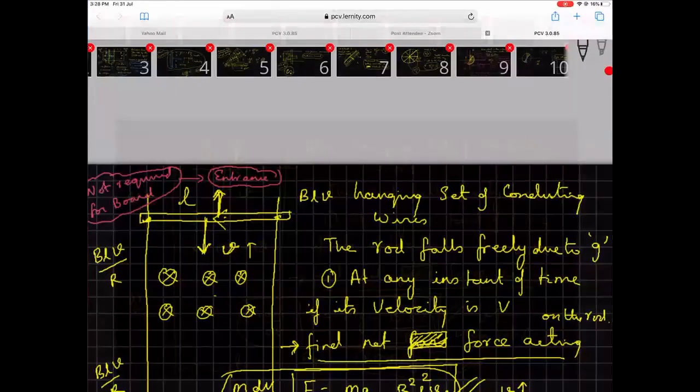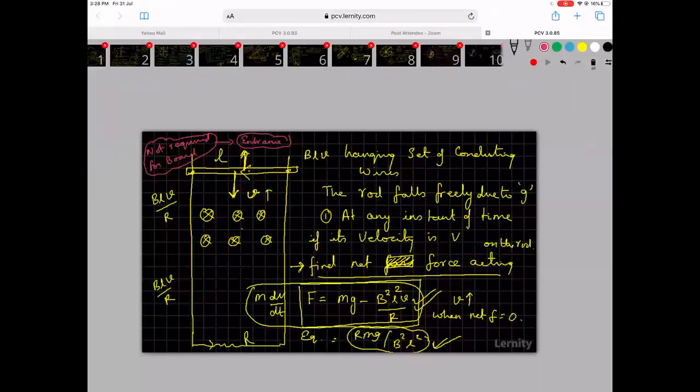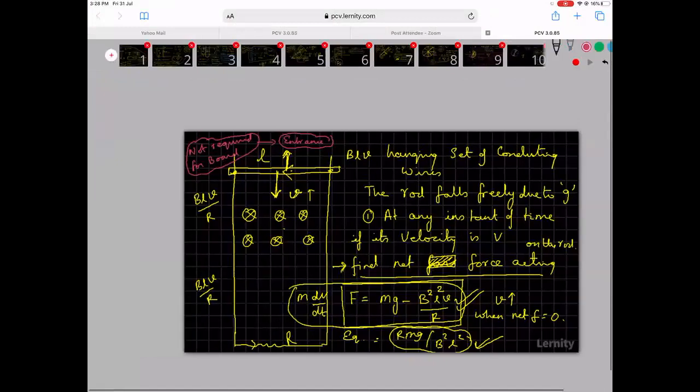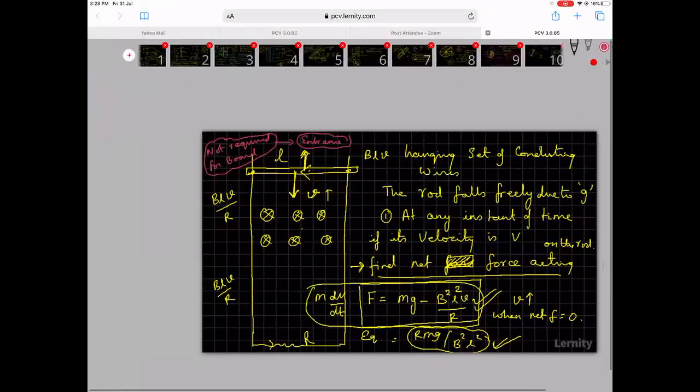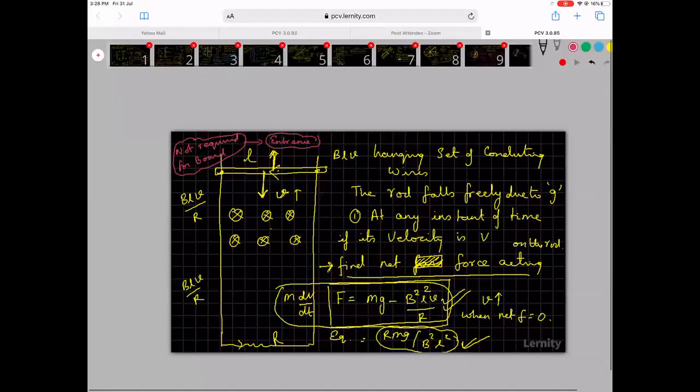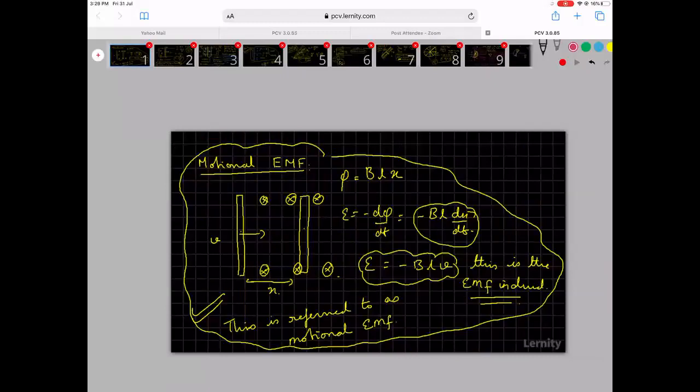So this is all I have to share today. We will do more questions when we meet on Monday. We have to just work out more questions and make sure that all of us understand this. So here is the first slide.